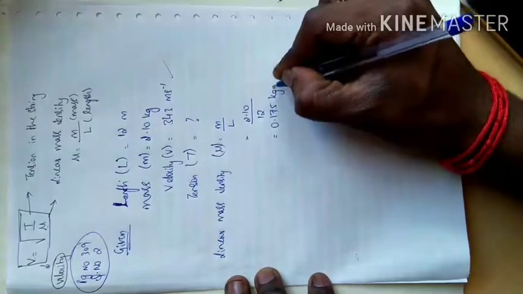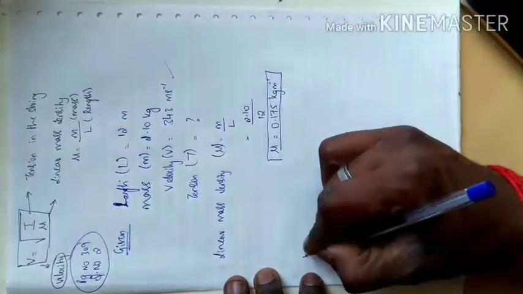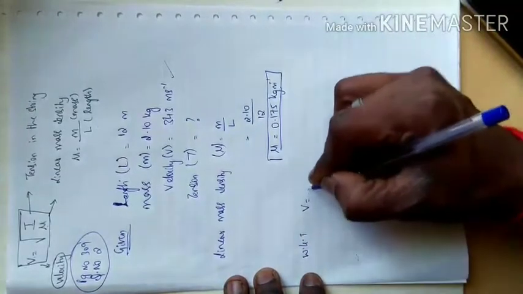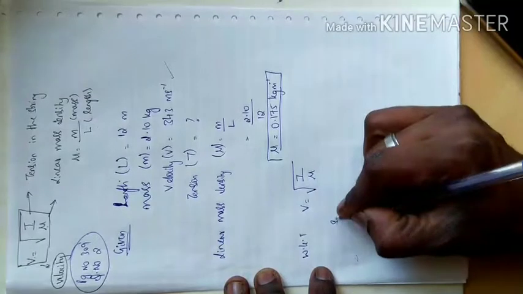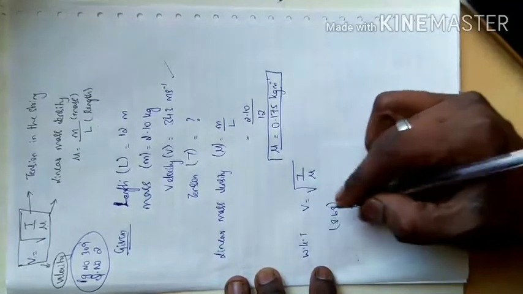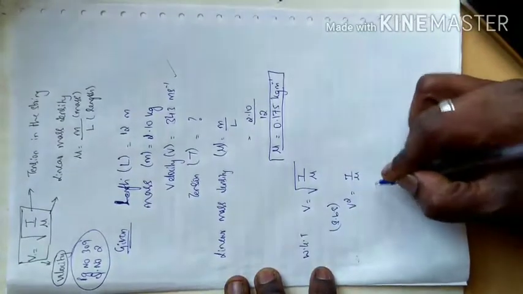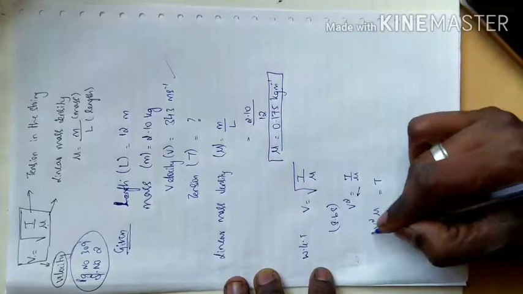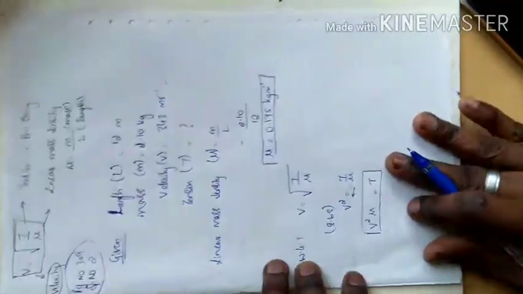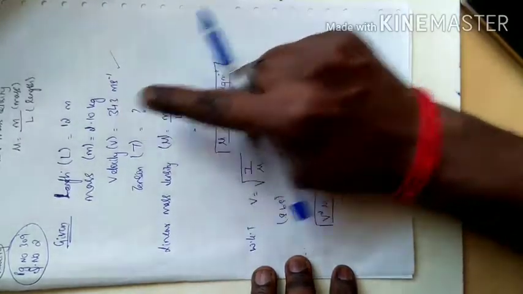0.175 kg per meter. This is the value of mu. Now we know that velocity v is equal to the square root of T divided by mu. Squaring on both sides, the square and root get cancelled, so v squared is equal to T by mu. I need to calculate T, so sending mu to this side, T is equal to v squared into mu. This is the formula. To calculate T, I need v and mu. v is given, mu is given.